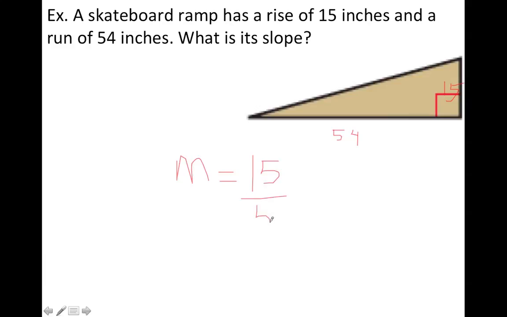Now, if we were to graph this, that would be a very big slope. So always look to see if you can reduce the slope at all to get smaller numbers. And you can reduce it. They're both divisible by 3. So we'll get 5 over 18 as our slope. Again, always, always, always reduce your slope. So the slope of our skateboard ramp is 5 over 18.